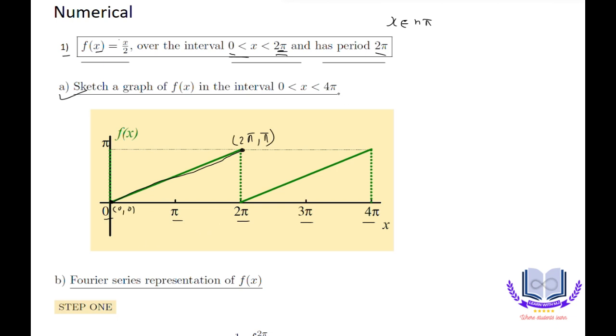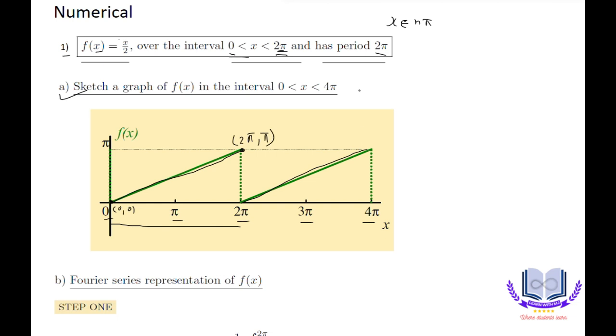Now we have to draw it for 0 to 4 pi. So it means our 2 pi to 4 pi region is remaining. But the function is periodic with period 2 pi. So what we have to do is simply copy the 0 to 2 pi graph and paste it in the 2 pi to 4 pi region. So again, we have to draw that same straight line over 2 pi to 4 pi. So that's all for the graph.